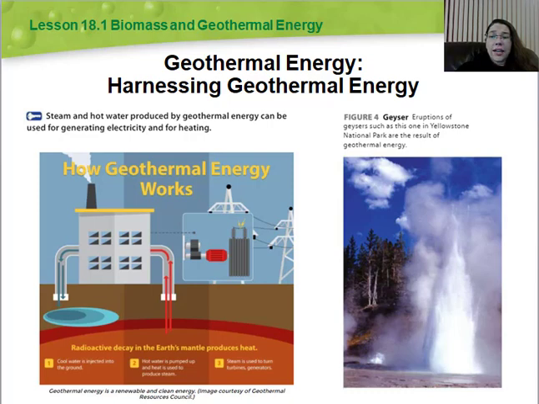Hot water and steam may pour out beneath the ground to the surface as shown in the figure on your screen, Figure 4. Hot springs and geysers are the result of the geothermal energy. So we can see an eruption of a geyser, such as this one from Yellowstone National Park. And they are, of course, a result of the explosive energy of geothermal energy exiting the surface.